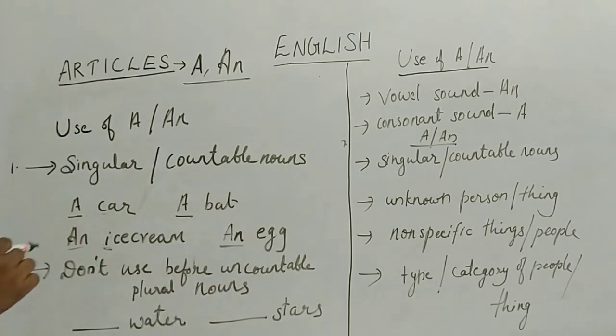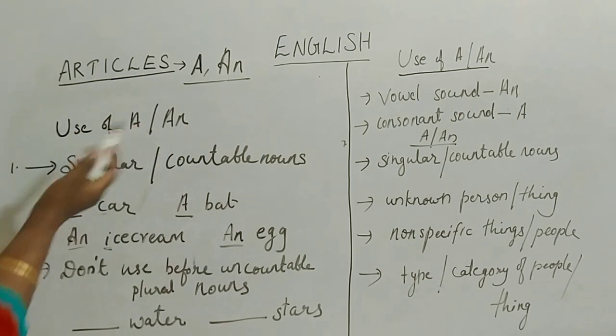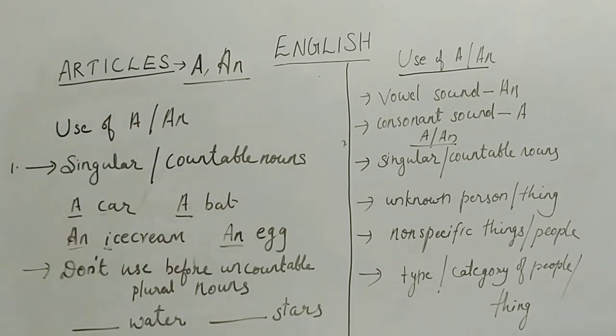So, just before the singular noun or countable noun, we can use the articles a or an according to their beginning sound. And the second point is, don't use before uncountable nouns or plural nouns. Okay, uncountable or plural nouns. Uncountable means we cannot count it. For example, water. Which article will you use, a or an? Can we write a water? No. An water? No. Because it is an uncountable noun. So, we cannot use the indefinite articles a or an here.